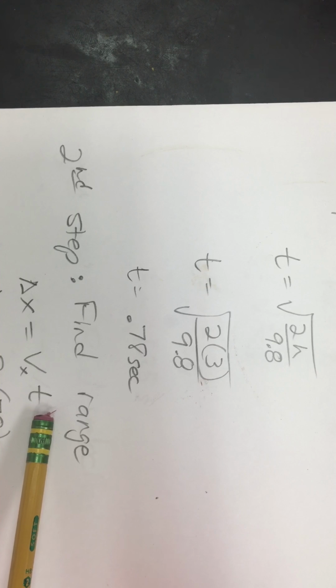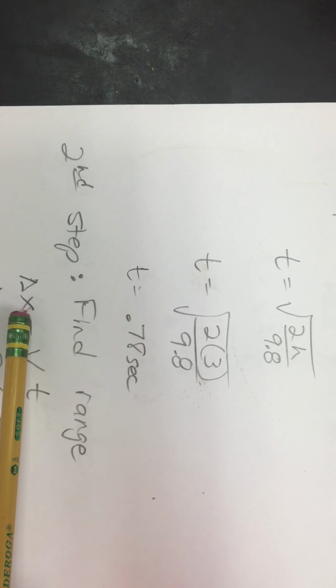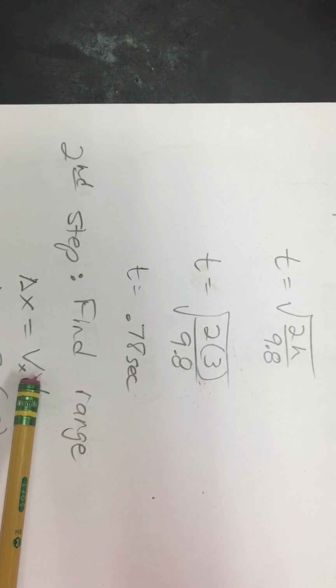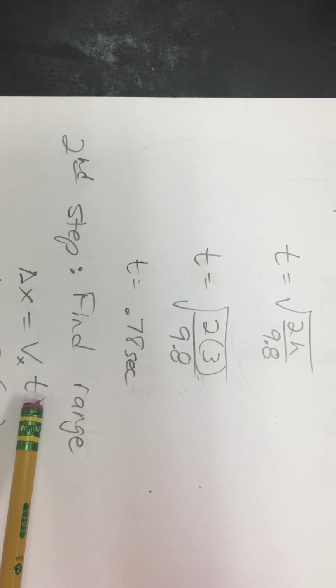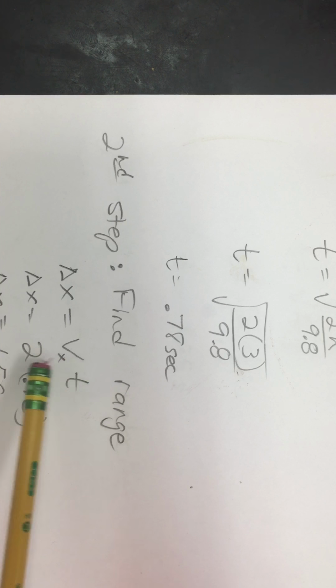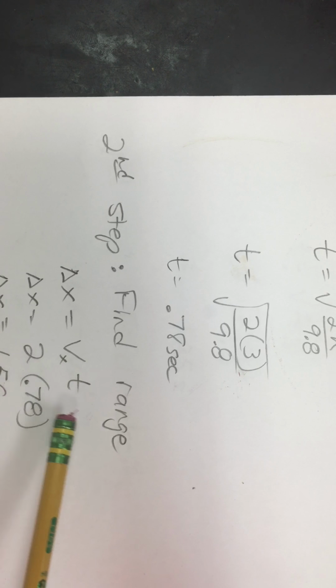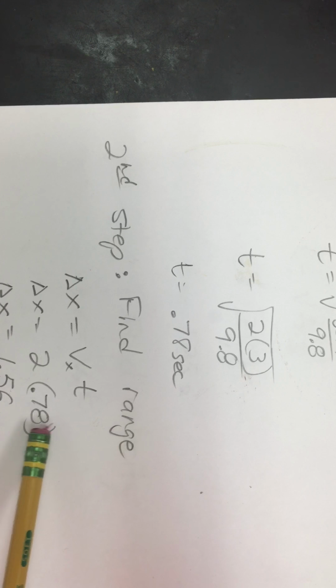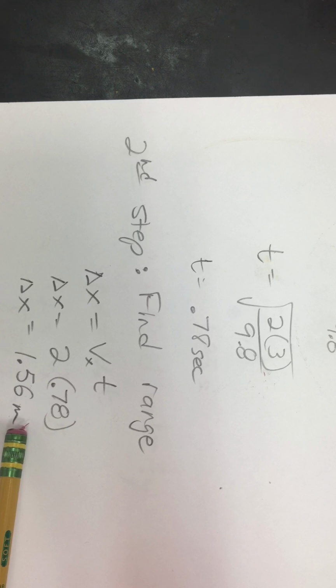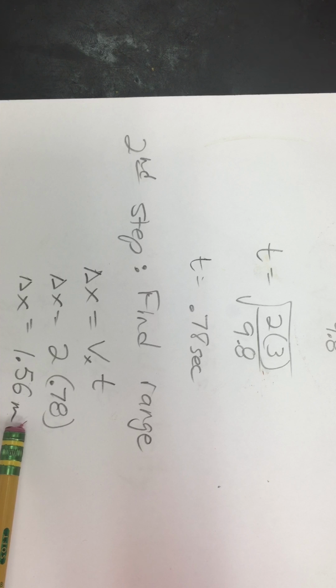We use this short equation. Delta x is the range, Vx is what we're given, and the time we just figured out. So the Vx once again is 2. The time is 0.78 from the previous step. Multiply those together and you get 1.56 meters.